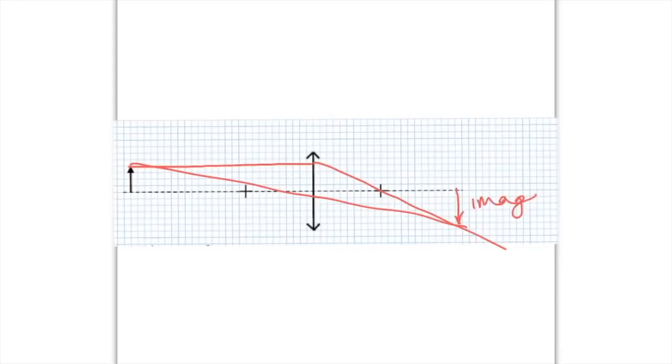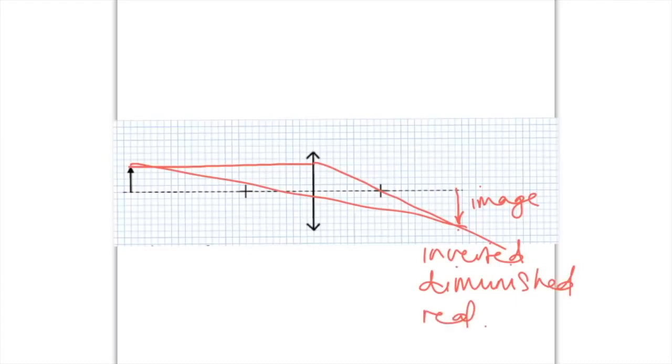And then you need to compare it to the original object. Now, because it's underneath the line, we know that the image is inverted. If I draw it accurately, the actual height of the arrow, so from here to here, compared with that, believe it or not, would have been shorter. So therefore, we know that the image formed is smaller, or we could write diminished, if you're feeling fancy, because that means smaller. And then because it's formed after the lens, then we know our image is real.